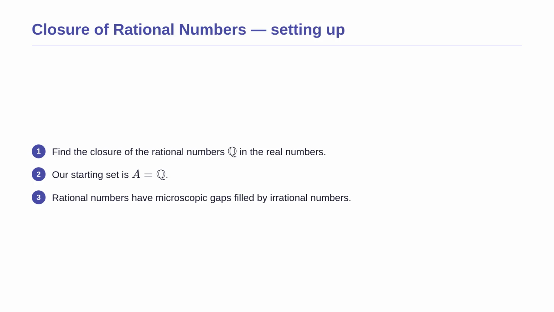Let us look at a second, slightly more complex example. We will find the closure of the set of rational numbers in the real number line. Rational numbers are fractions, scattered everywhere, but with tiny microscopic gaps filled by irrational numbers. We need to figure out what happens if we take every rational number and add all of its limit points. Our strategy is to test an arbitrary real number and see if it qualifies as a limit point.